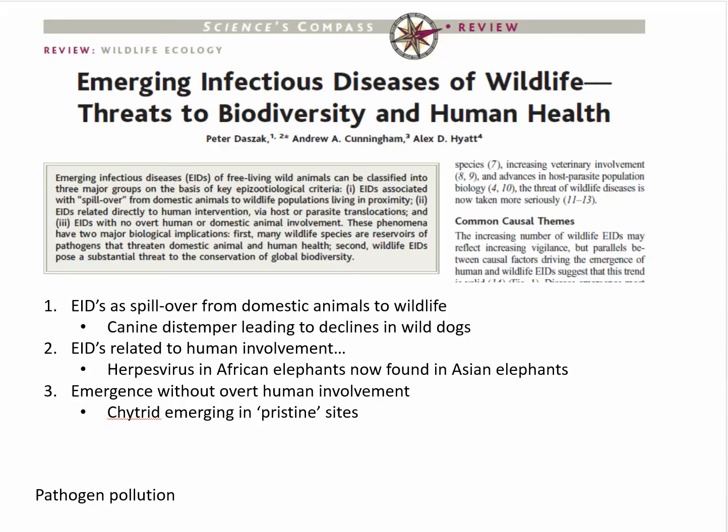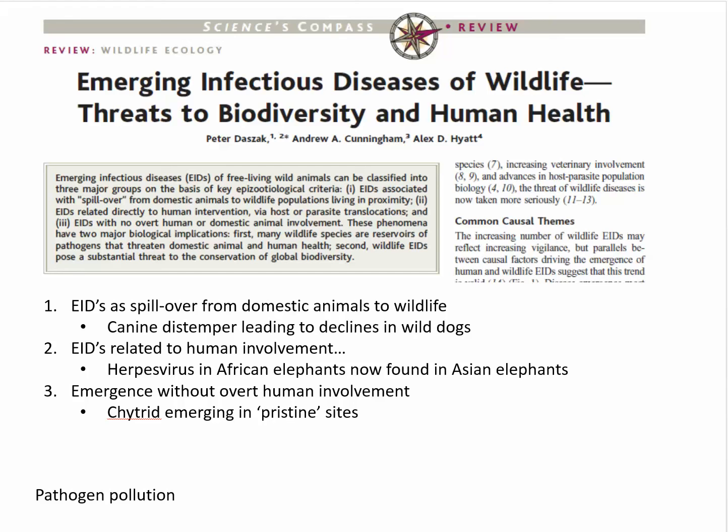There's another one where emerging infectious diseases of wildlife are directly related to human involvement. One of the examples they use is herpes in elephants, where the African elephants have a herpes virus that's relatively benign in African elephants, but because of contact between African and Asian elephants driven by human interventions, it's now in the Asian population of elephants, which apparently is very susceptible to the herpes virus.